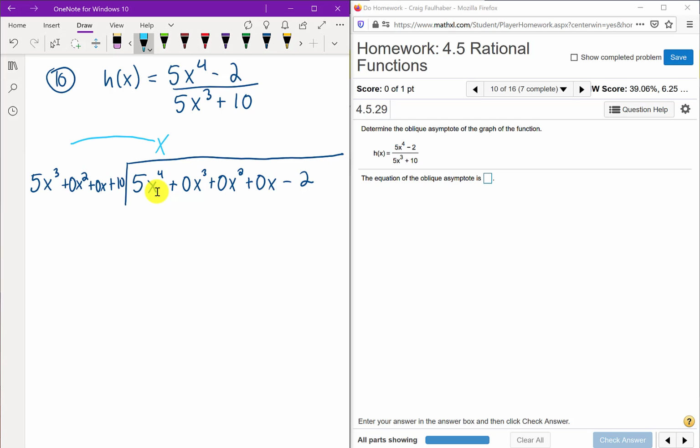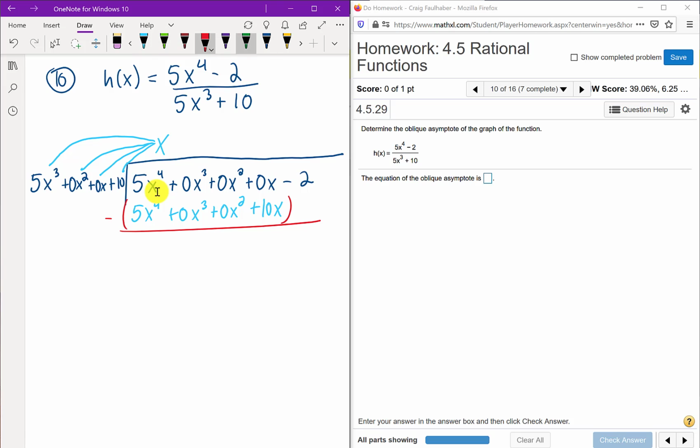We're going to take that x and multiply it through the divisor, and we can put that result down here. X times 5x cubed is 5x to the 4th. We're going to have a 0x cubed. X times 0x is 0x squared. Again, these are just placeholders. And x times 10 is 10x. Now we're going to subtract.